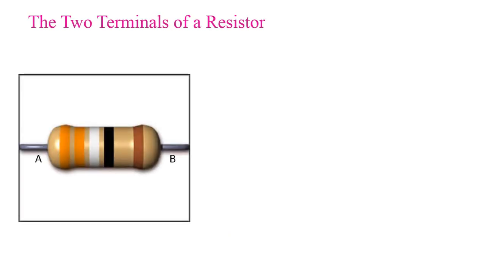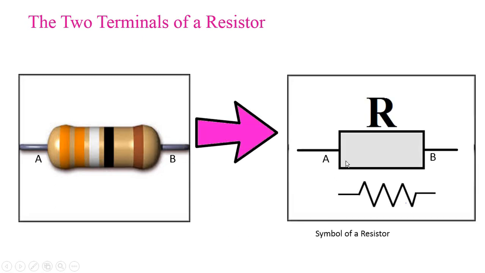Now, let's move to the second point, which is the terminals of a resistor. This is a resistor with its two terminals, here named A and B. The symbol of a resistor could be one of these two, this one or this one. But the question is, are these two terminals the same or are they different? We will discuss this in the following activity.